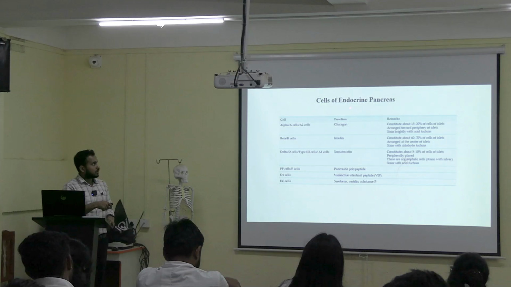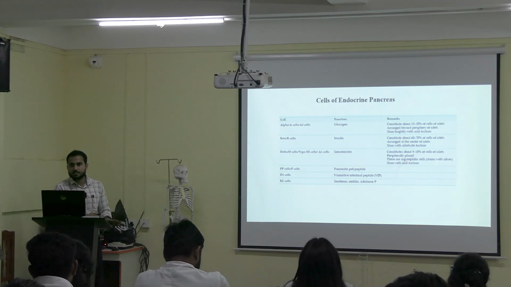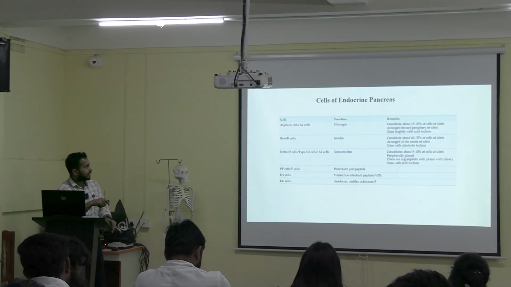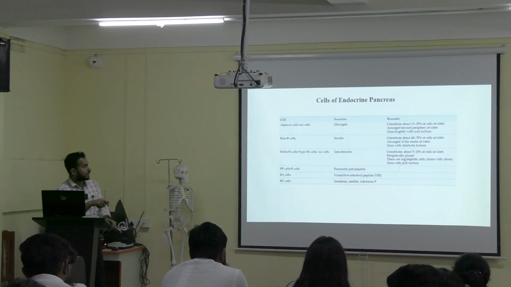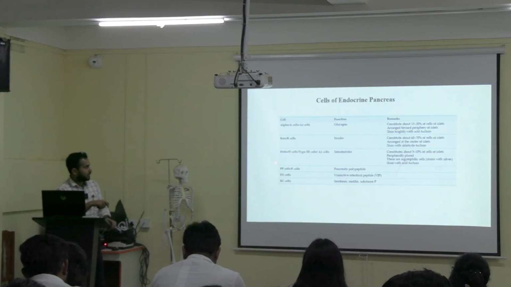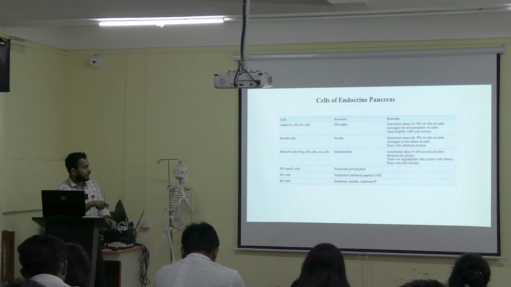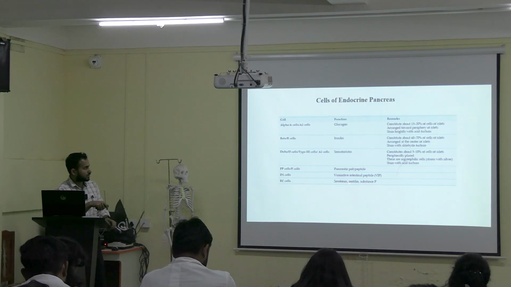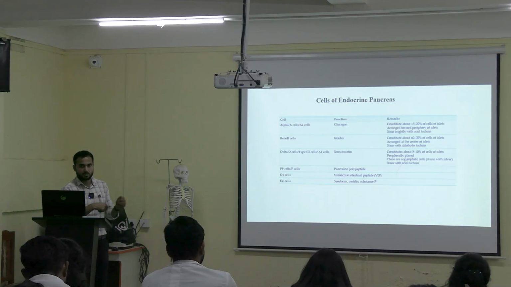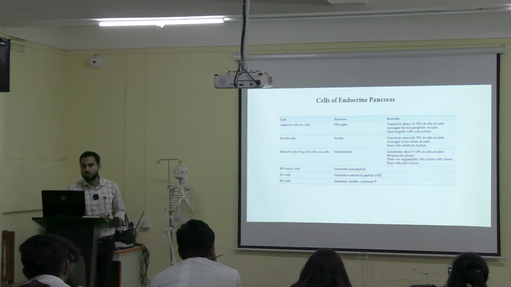Now, cells of the endocrine pancreas. So, what are the different cells present? As you can see, alpha cells, beta cells, delta cells. Their secretions are glucagon, insulin, and somatostatin. For F or PP cells, pancreatic polypeptide; D1 cell, vasoactive intestinal peptide; and enterochromaffin cells secrete serotonin, motilin, substance P, etc. These are the secretions.